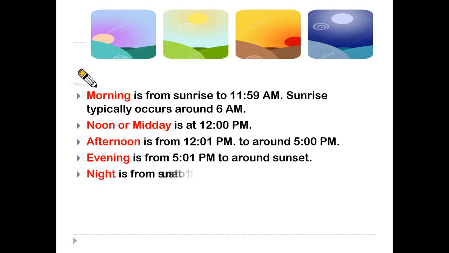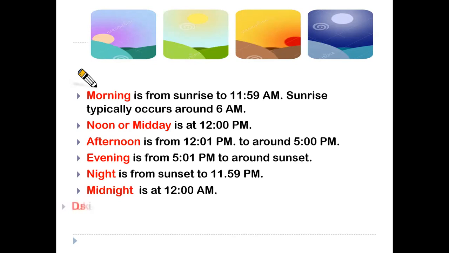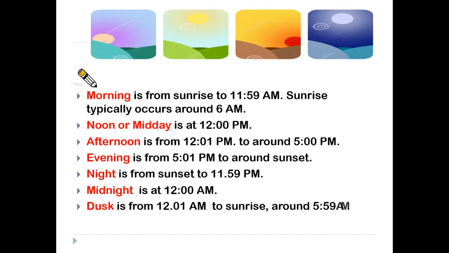And then night comes from sunset, which we said was around 7, so from 7:01 to 11:59. And finally, we will have midnight, which is at 12 a.m., 12 o'clock sharp. And from that on, from 12:01 to sunrise, we call it dusk.